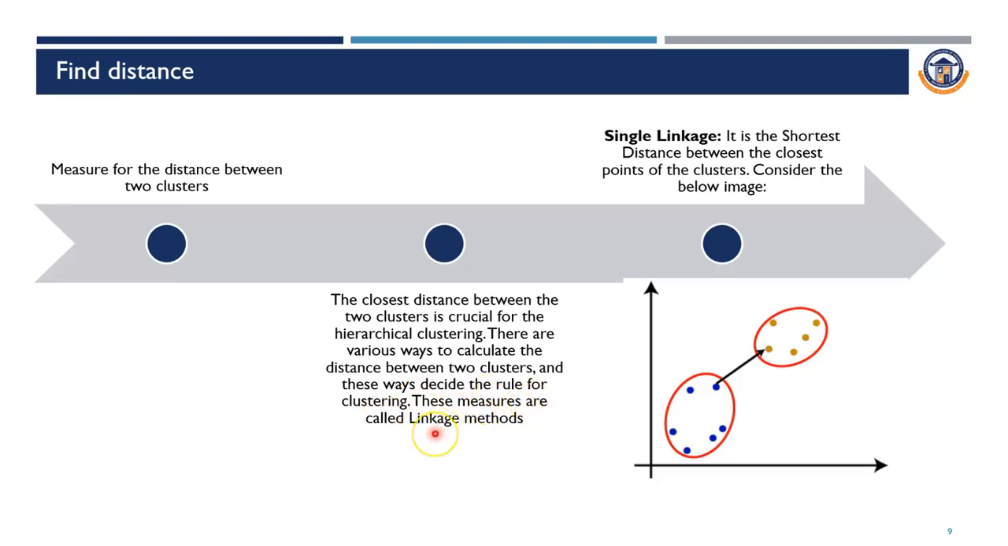These measures are called linkage methods. Here we consider three to four methods in the linkage methods. The first one is the single linkage method. It is the shortest distance between the closest points of the clusters. Consider the figure below. It is an example of single linkage. We have two types of clusters, two types of data points, connected by the single linkage.